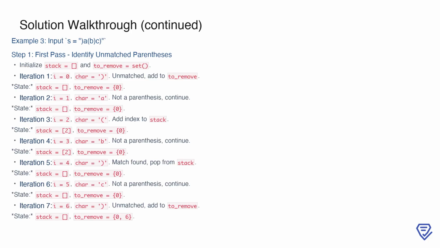For the third example, the input is s equals "))((". As before, we start with an empty stack and an empty set, to_remove.